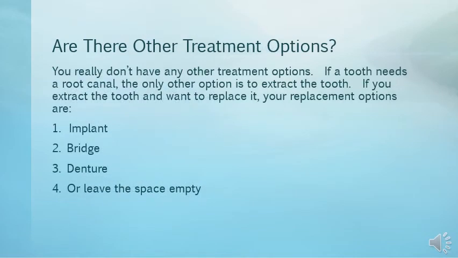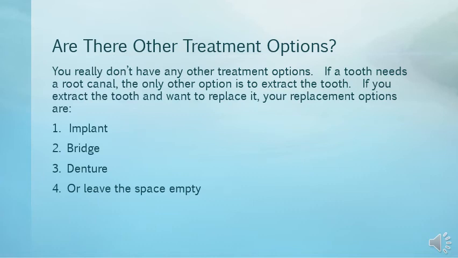Are there other treatment options to a root canal? The answer is simple. The only other option is to extract the tooth. If you extract the tooth and want to replace it later, there are a couple of replacement options. One, you can place an implant. An implant is a metal root that is placed in the area of the lost tooth. The bone adheres to the implant. After healing, you'll be able to place a crown on top of the implant.